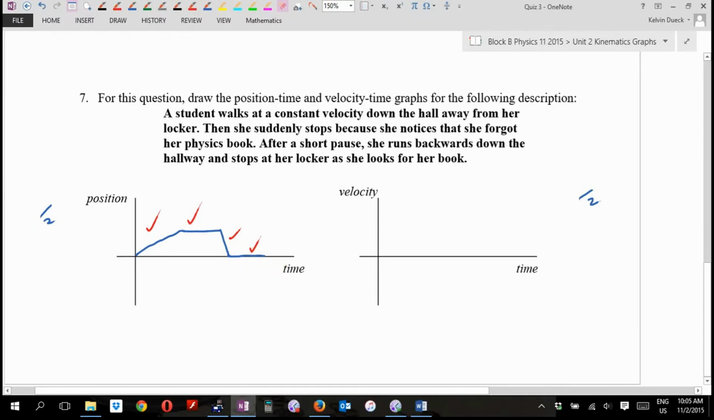What about the velocity versus time graph? Okay. Walks at a constant velocity. Suddenly she stops. Now, if you connected them, I have no problem with that. I haven't really talked yet about how these connect. This is where graphing really breaks down.